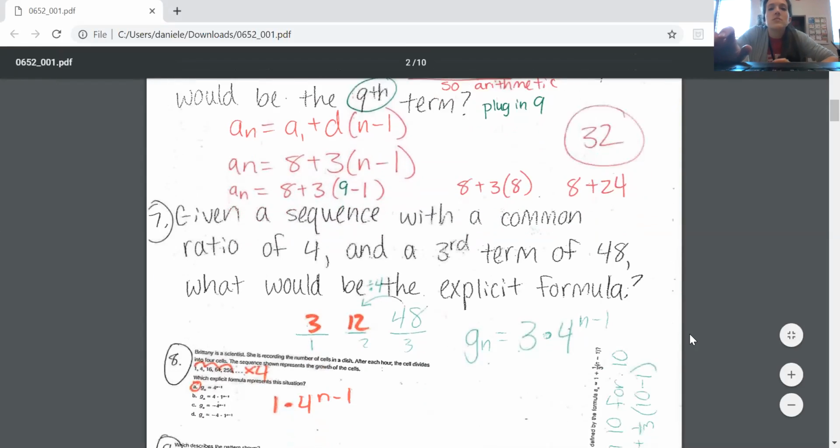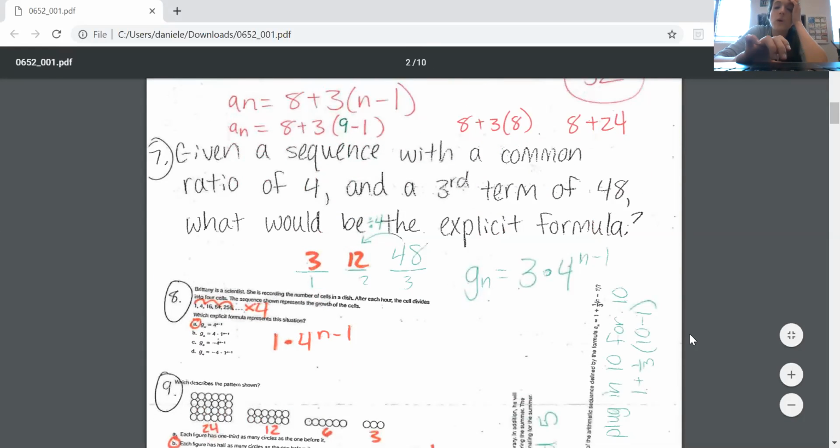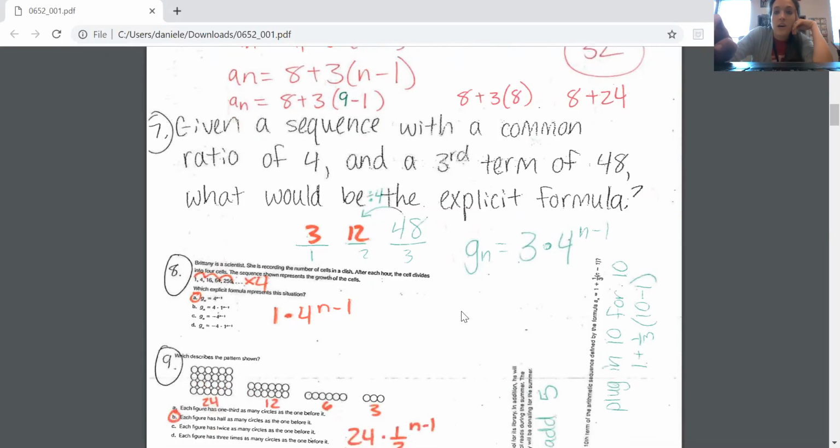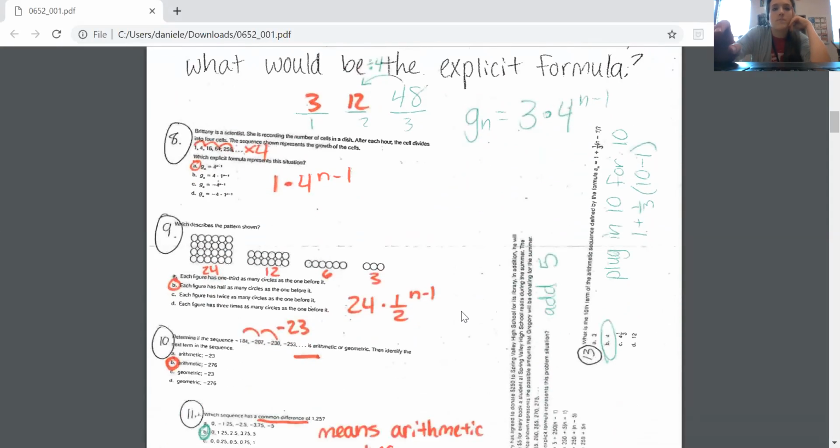Okay, number 7, given a sequence with a common ratio of 4. That tells me, since it has a common ratio, that it's geometric and I'm multiplying. So if the third term is 48, and I knew they were multiplying by 4 to move ahead, I got to divide by 4 to move backwards. So the first term is 3, and the common ratio is 4.